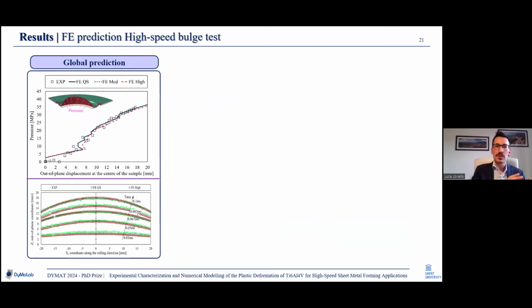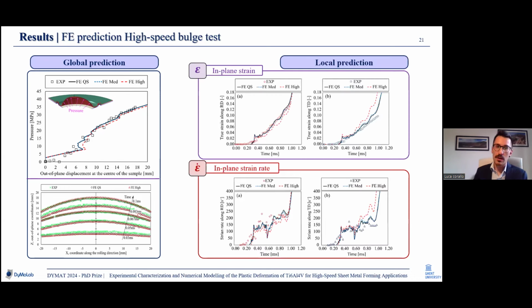Again, global prediction first: pressure versus out-of-plane displacement at the sample apex, as well as the displacement along the sample diameter at different stages of the experiment. And afterwards, a local prediction, a local correlation between finite element and experiment: the strain and the strain rate along the rolling direction and transverse direction at the sample apex.